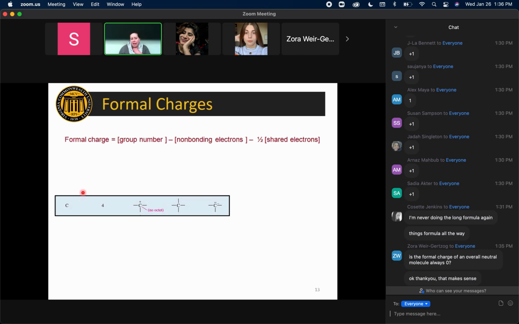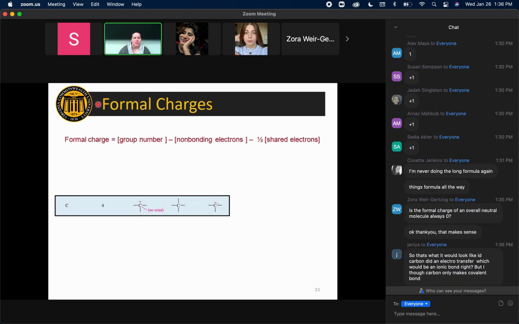Okay, so that being said, and I think I have a slide on this coming up, but just in case I don't, if you add up all of the formal charges in a molecule, it has to add up to the overall charge. So if you have a neutral molecule, then you have to be able to add up all of the formal charges on those atoms, and they have to add up to 0. Or they could all be 0, because that'll still add up to 0.